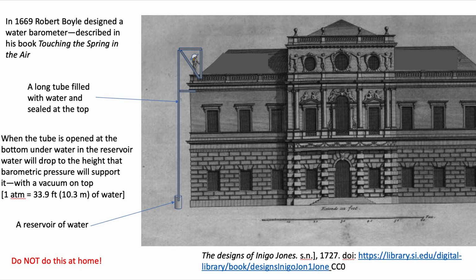And if the tube was long enough, the level of mercury would drop because the air pressure could only sustain about 76 centimetres of height of mercury. Water is over 13 and a half times less dense, so the column of water is over 13 times taller, and that's what he did, attached this equipment to the outside of a building to measure atmospheric pressure. Do not do this at home, please.